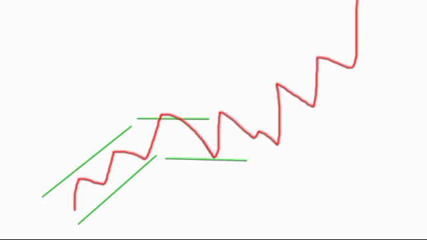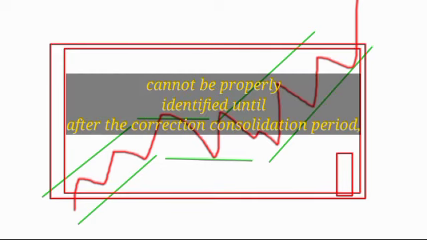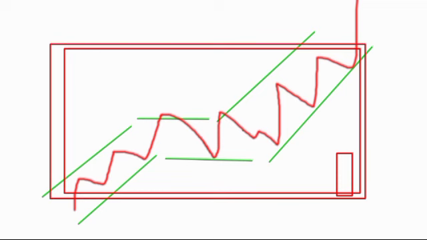The measured move is a three-part formation that begins as a reversal pattern and resumes as a continuation pattern. The bullish measured move consists of a reversal advance, a correction consolidation and a continuation. Because the bullish measured move cannot be properly identified until after the correction consolidation period, it is categorized as a continuation pattern. The pattern is usually long-term and forms over several months.